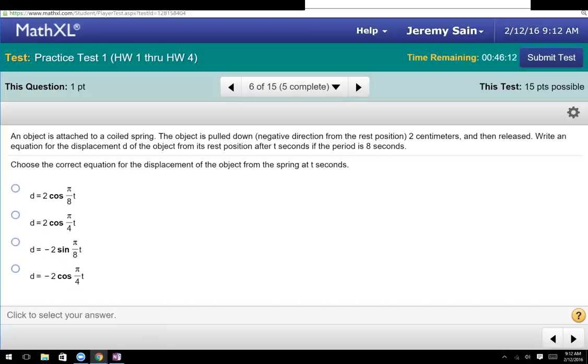Okay. An object is attached to a coiled spring. The object is pulled down 2 centimeters and released. Write an equation for the displacement of the object after t seconds if the period is 8 seconds. So the 2 centimeters, where's that going to come into play? That's the amplitude. It's pulled down, which is the negative direction, so I'm starting at the bottom. So it's negative cosine, which starts at the bottom.